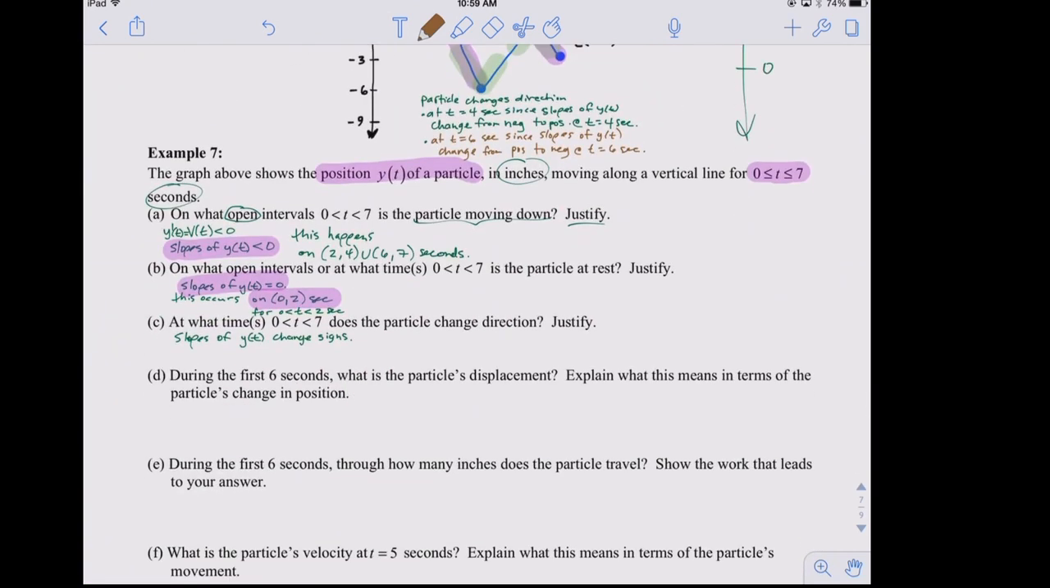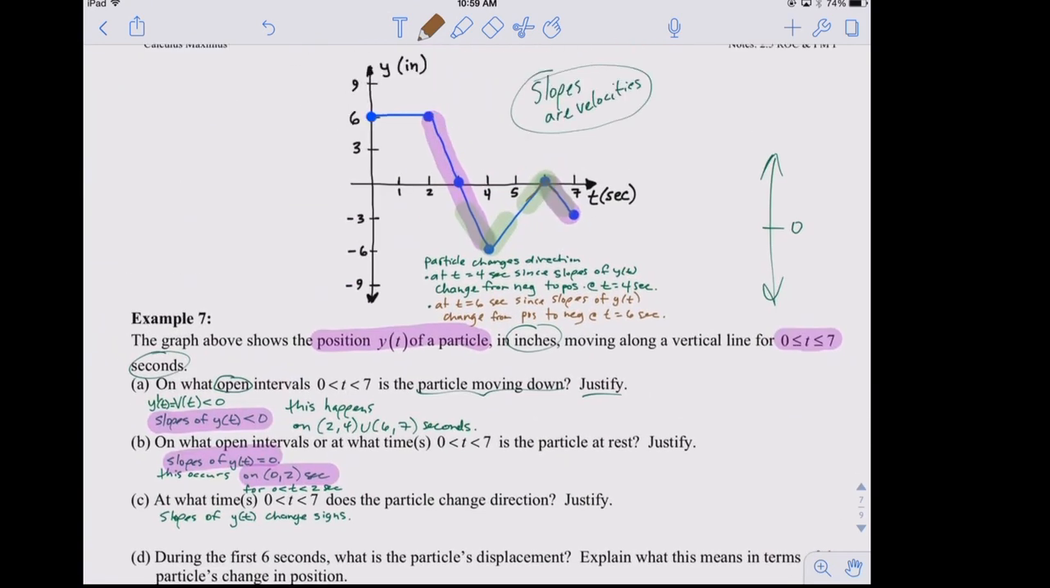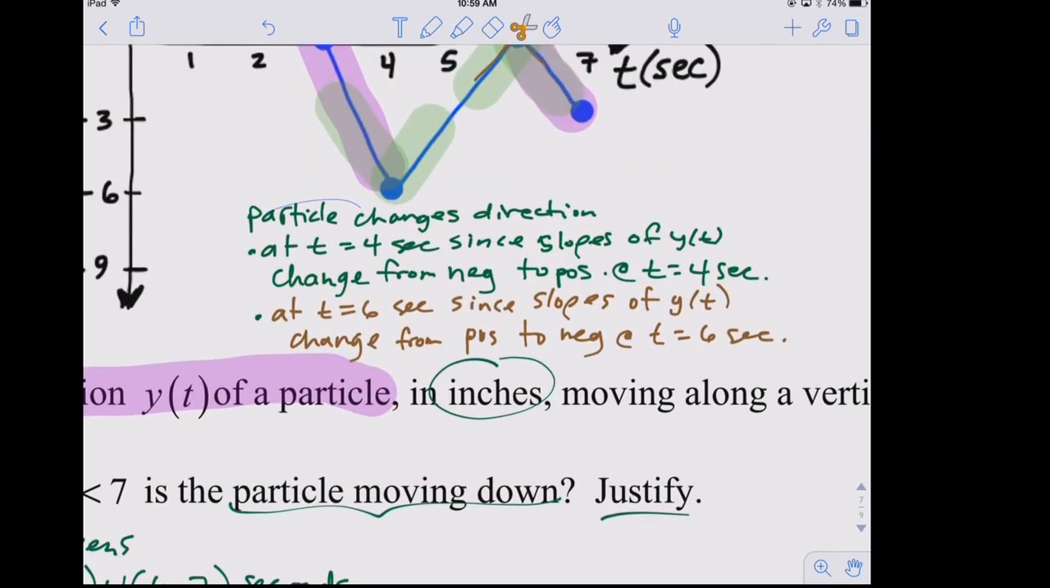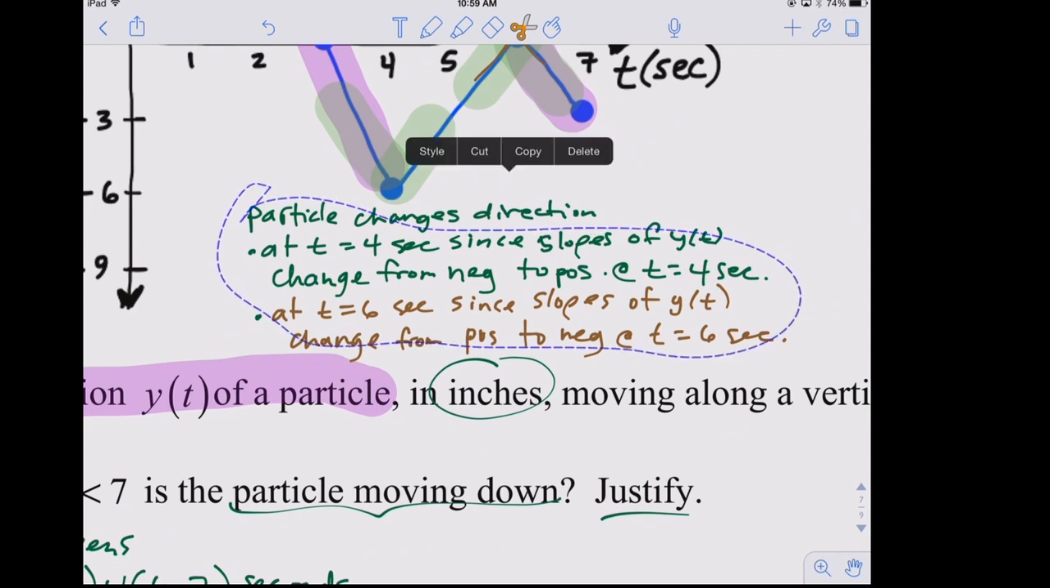So that's what we would answer right there on part C. So if you want to shrink that down and put it there in part C, we'll cut it. Oh, that didn't work. Come on, technology.